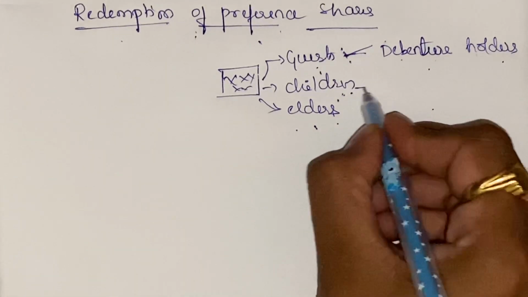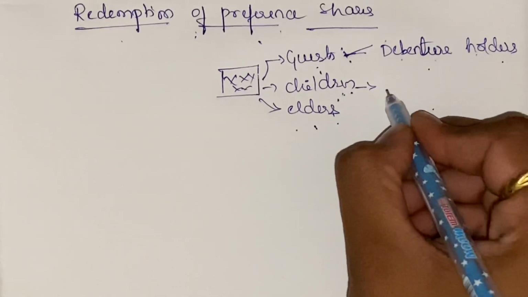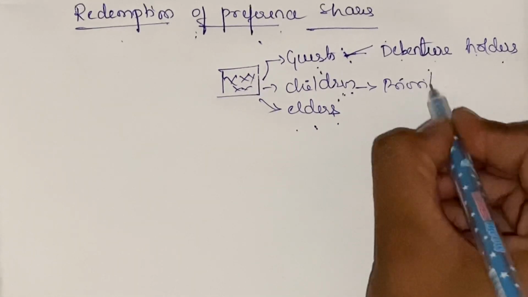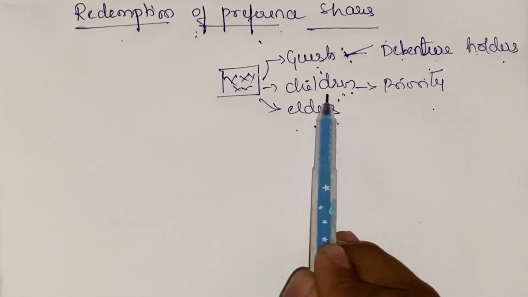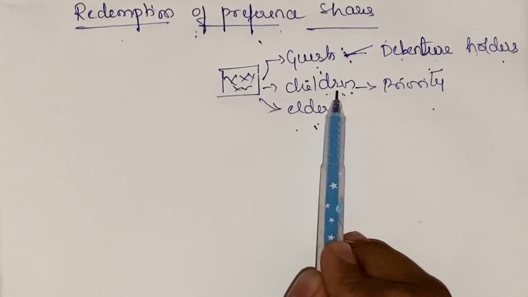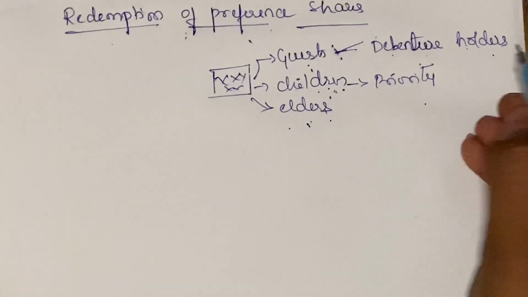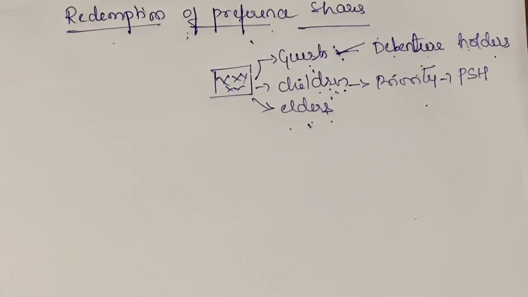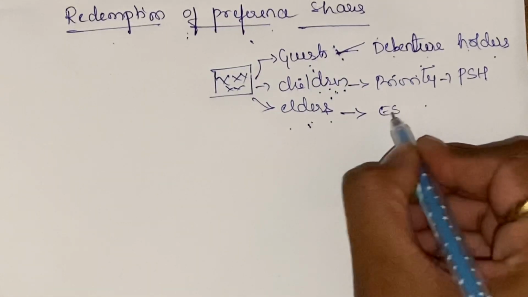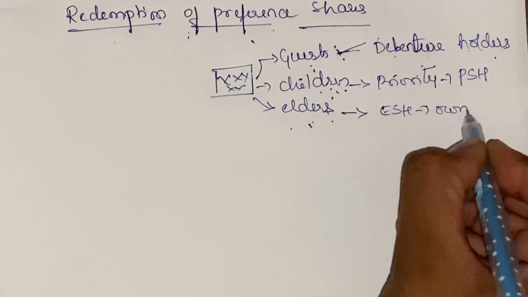Correct? Now, children. Children enjoy some priority. Correct? Yes or no? Even before the elders eat, children will eat it at home. Correct? So children enjoy that special priority in the house. Correct? That is why children are nothing but preference shareholders. If anything is remaining, then the elders of the house will eat. The elders of the house are nothing but equity shareholders, owners of the organization.